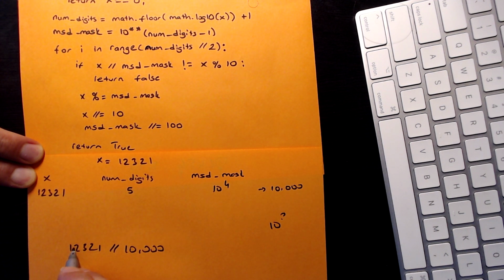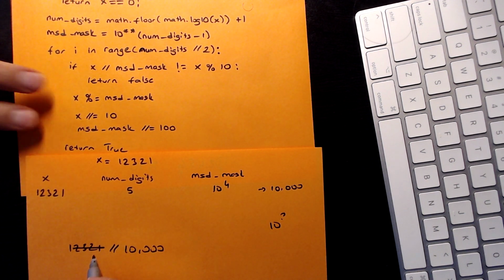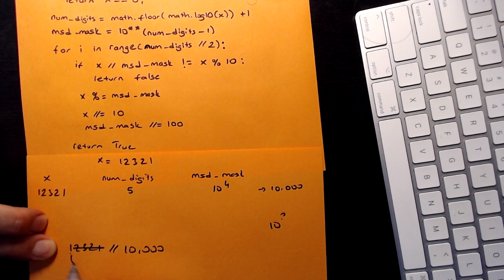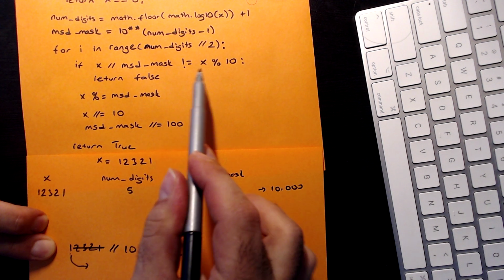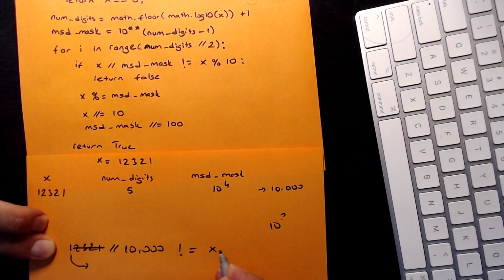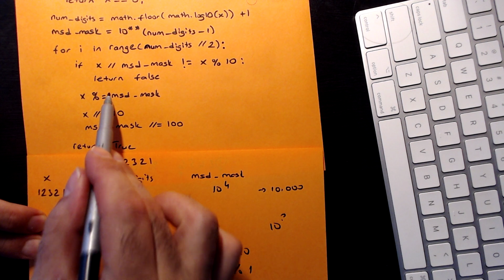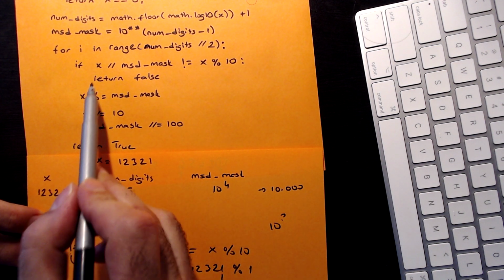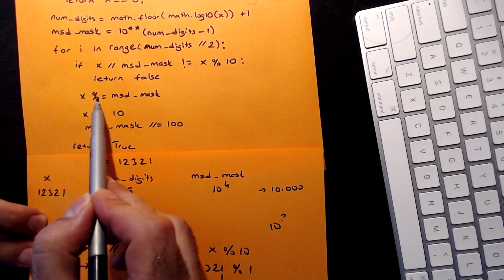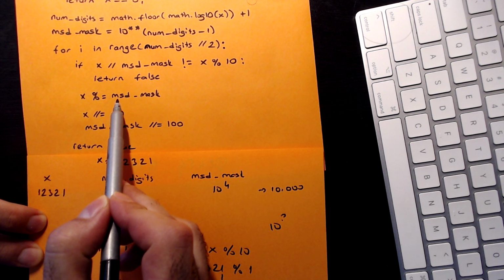By that, we basically are getting rid of all this, and then we have 1. So this returns 1. Is this equal to x modulo of 10? When we take 12,321 modulo of 10, we're going to get 1. So in this case, 1 is equal to 1. Therefore, we're not going to return false. We're going to continue.